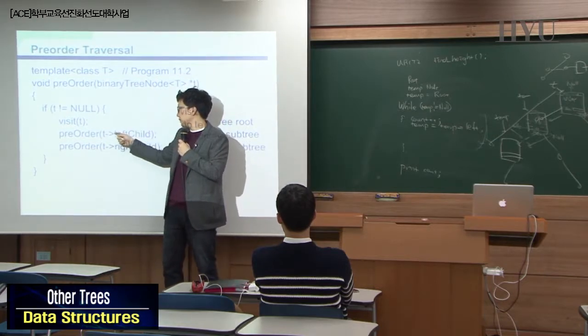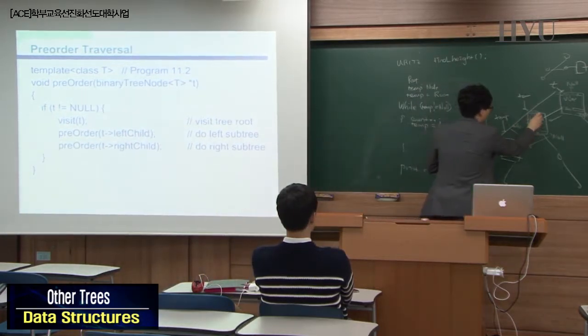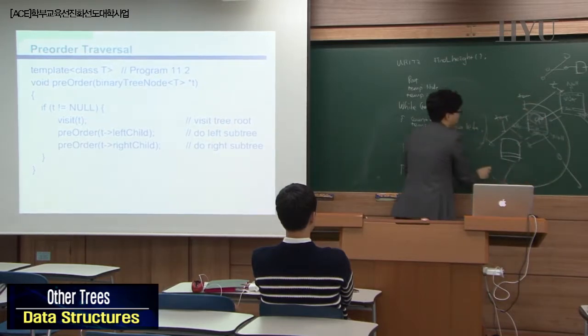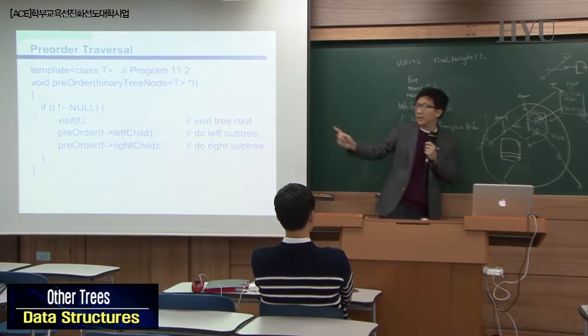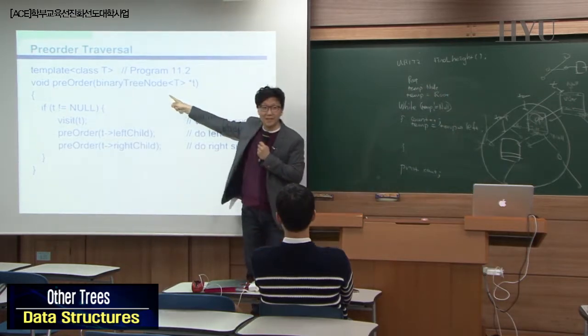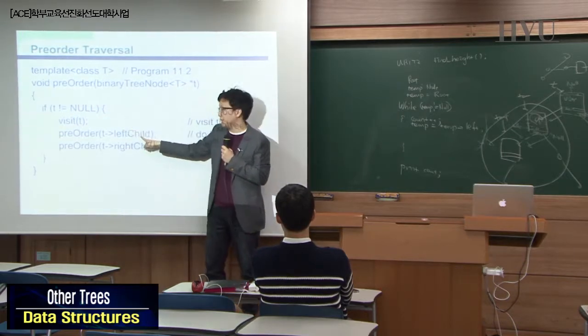I need to look at the left first, so t's left child. I'm going to call pre-order again here. That's why I call the same function inside the same function. Pre-order left first. Root, left, right.